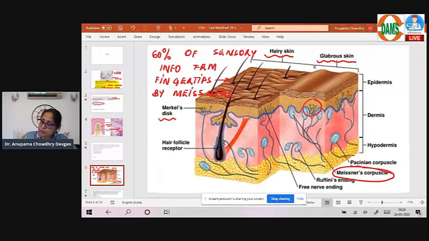Pacinian corpuscles have got a deep location. This is the Pacinian corpuscle, which has got a deep location. It is not present superficially. It is located deeply, or it is located in the joint capsules. So you also have the Ruffini's endings and the free nerve endings. Ruffini's was for prolonged pressure. Prolonged pressure, right? Poorly adapting receptor is actually an advantage for us, right?